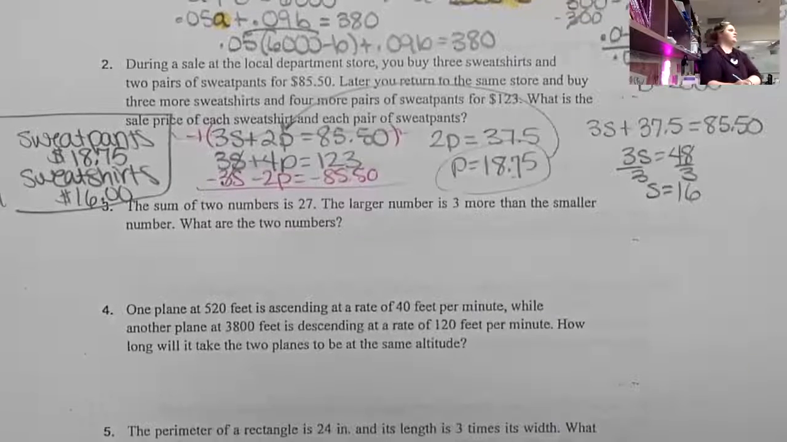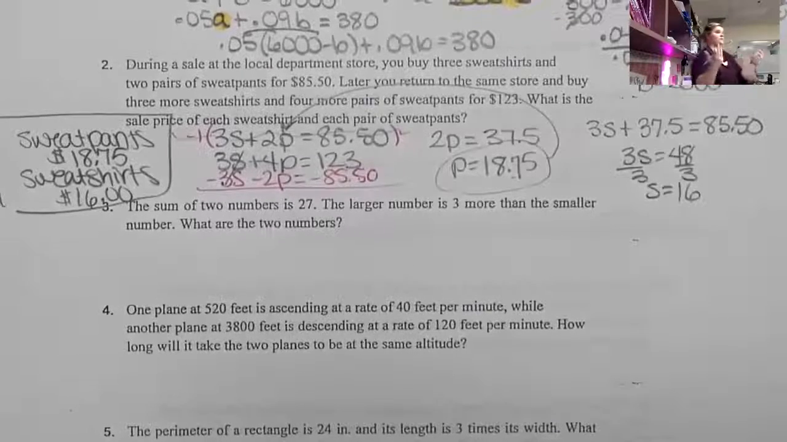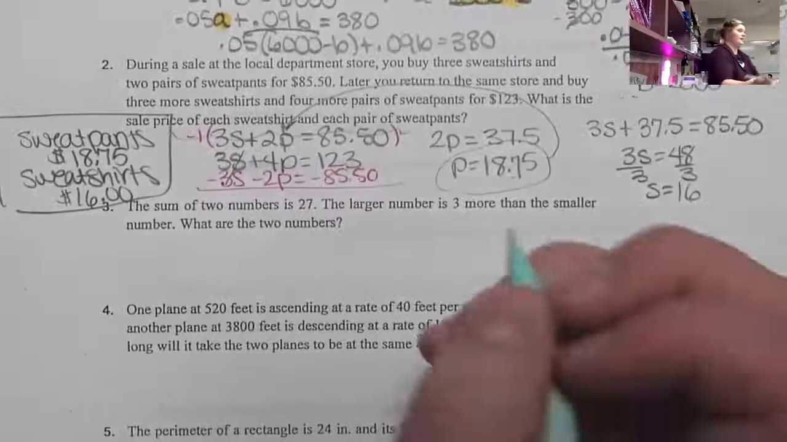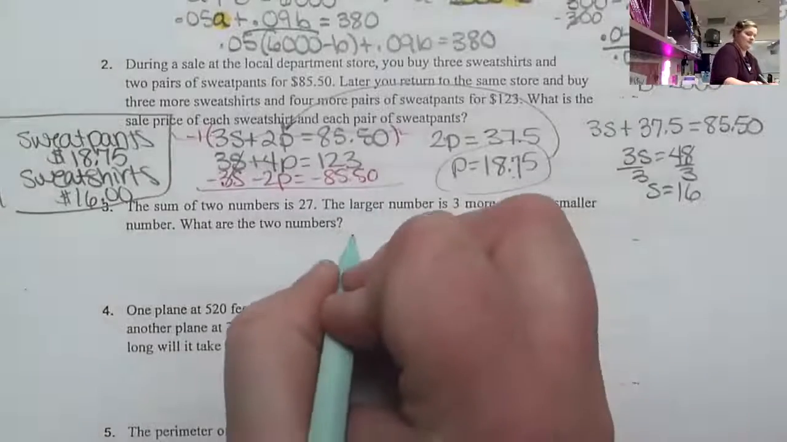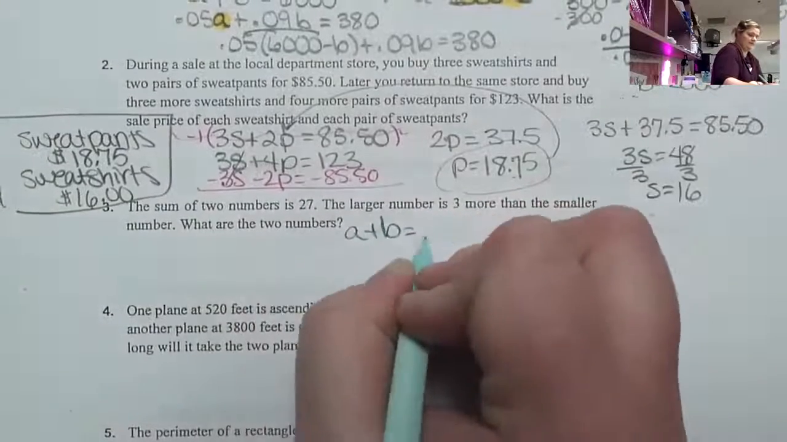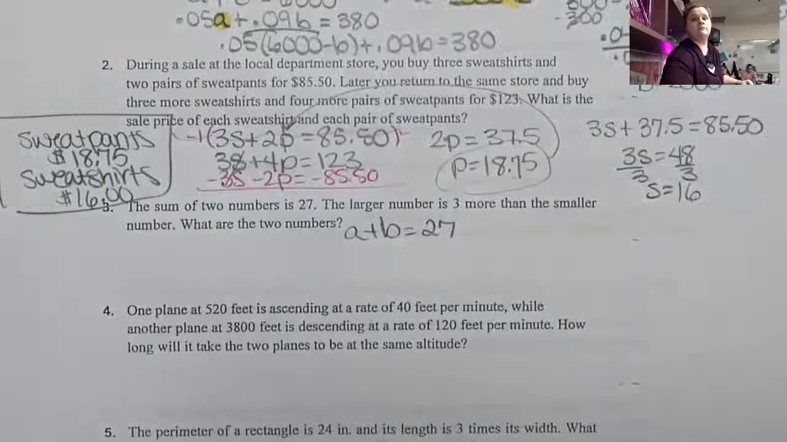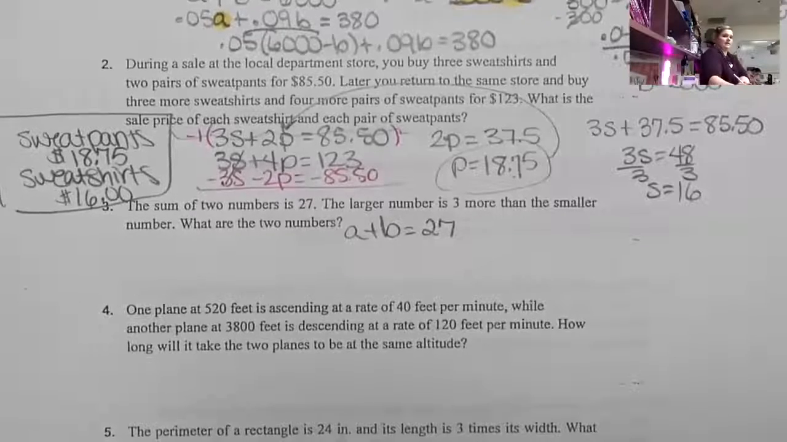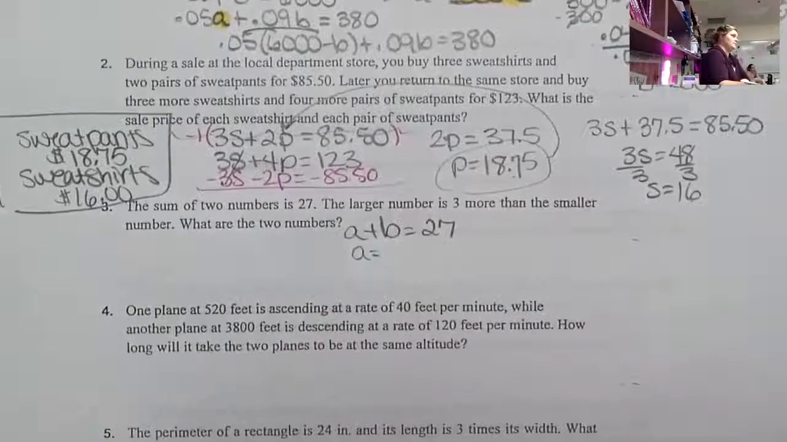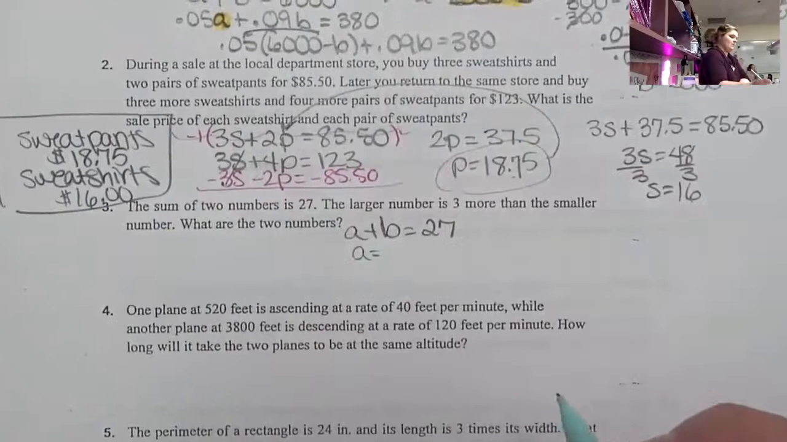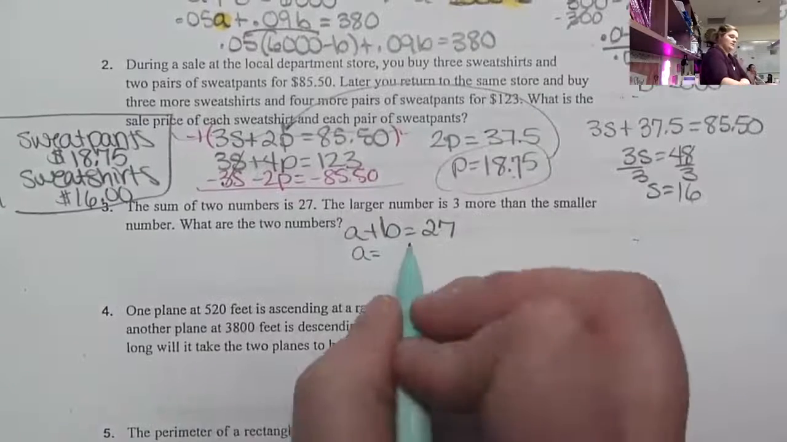Okay, let's try that next one. Number 3, it says the sum of 2 numbers is 27. Do I know what those 2 numbers are? No, what should I call them? A and B. Sure, A plus B is 27. The larger number, we're gonna say A is larger, is 3 more than the smaller. What's the smaller one? B, so B plus 3.